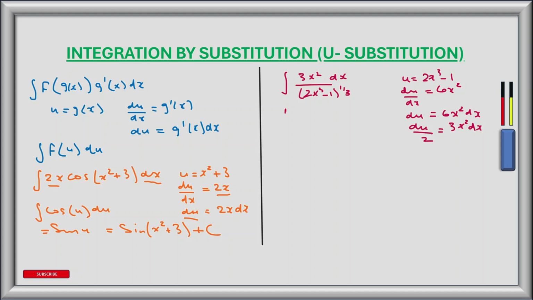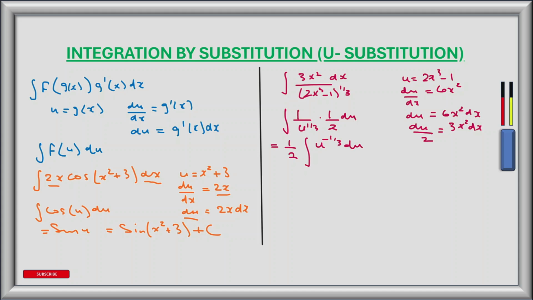So we have the integral. Substituting for u, we have 1 divided by u to the power of a third multiplied by, and substituting for 3x squared dx, we have a half du. So tidying this up a little bit, we take the half outside the integral sign, and we have the integral of u to the power of minus 1/3 du.